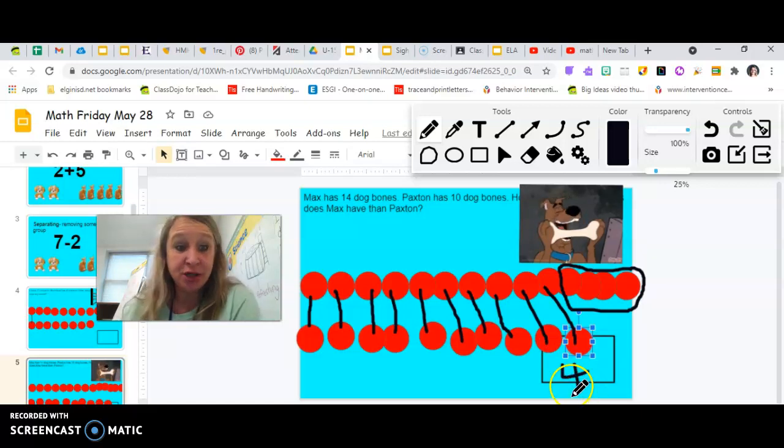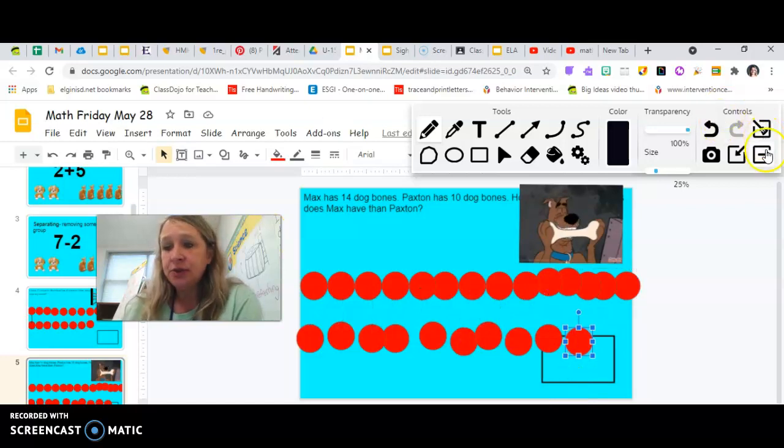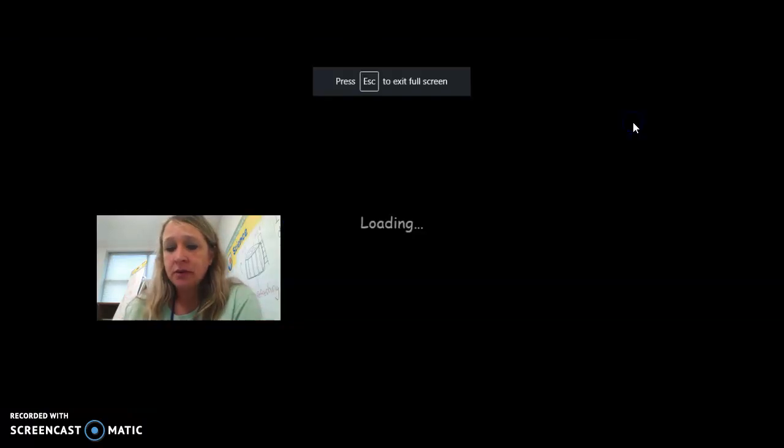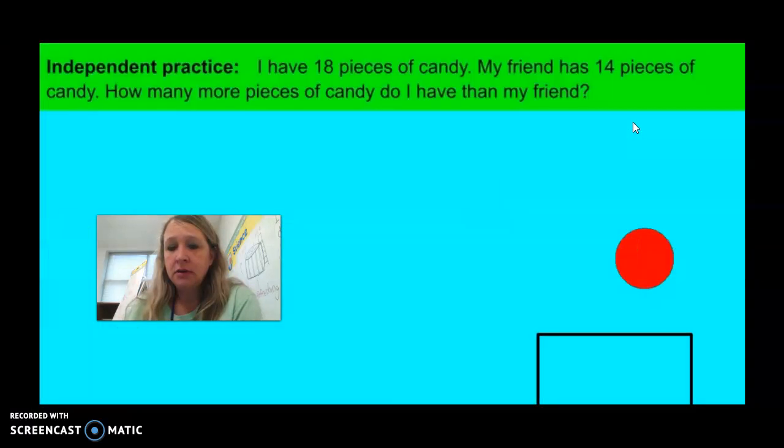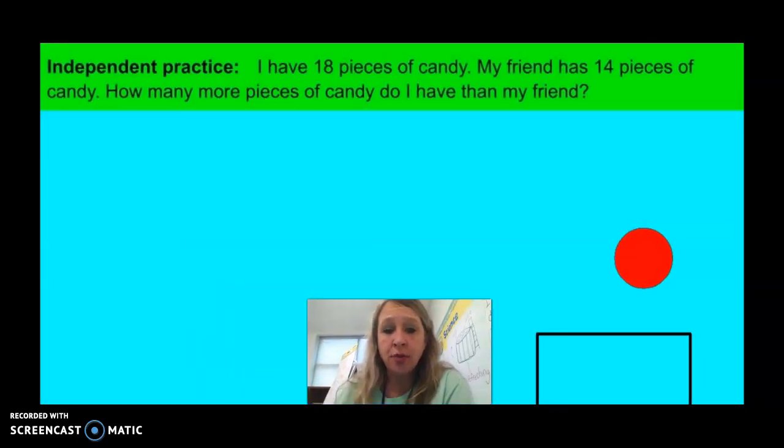Okay, you ready to see your problems? Me too. Let's go. Now, obviously, again, you're going to draw your pictures, not move the counters. You can draw lines, you can draw circles, you can draw pieces of candy, whatever you prefer. But your question says that I have 18 pieces of candy. My friend has 14 pieces of candy. How many more pieces of candy do I have than my friend?